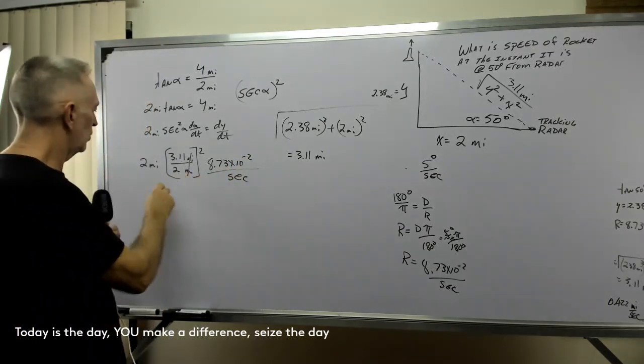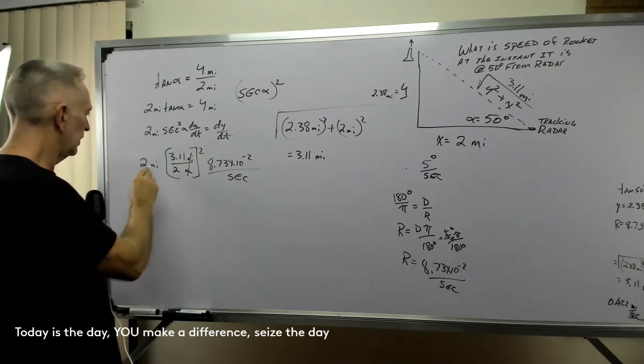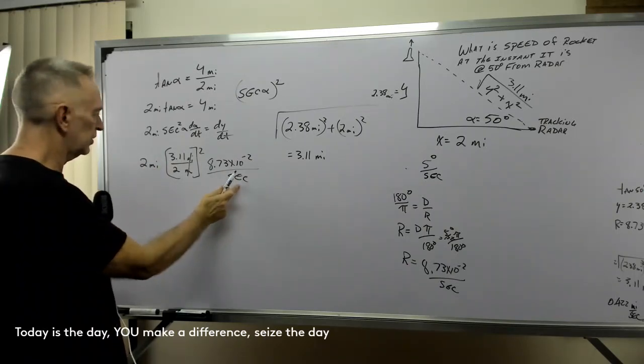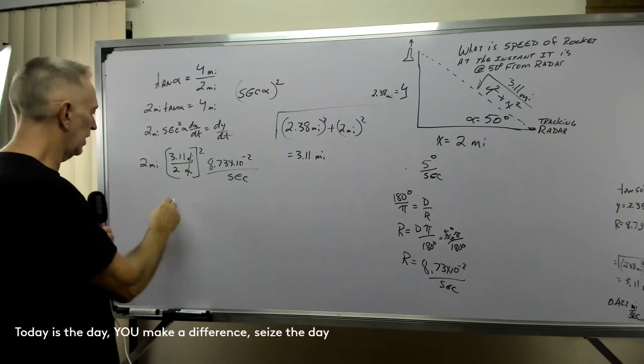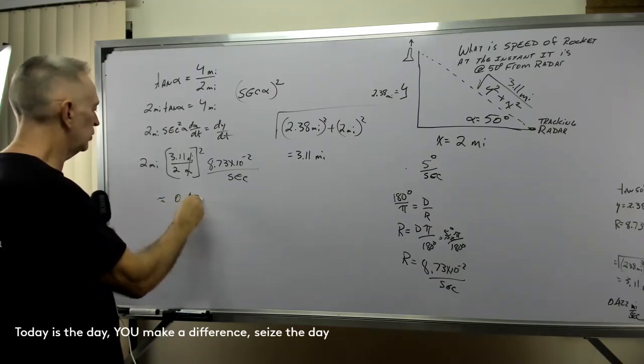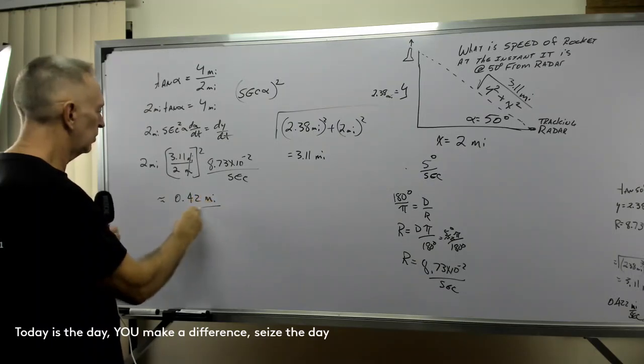Okay, so if we go through all of that, I still have miles per second, are the only units I have left. I get 0.42 miles per second.